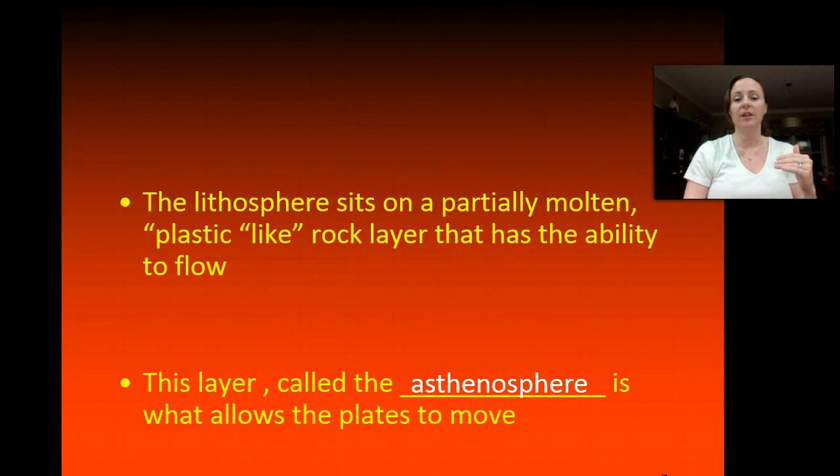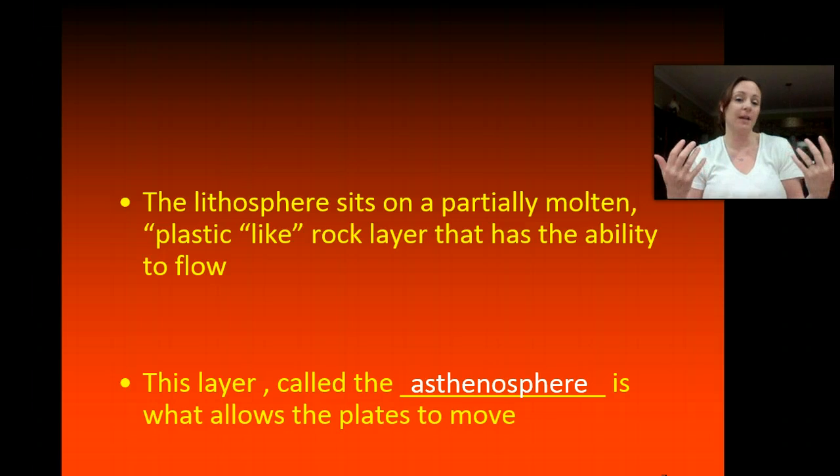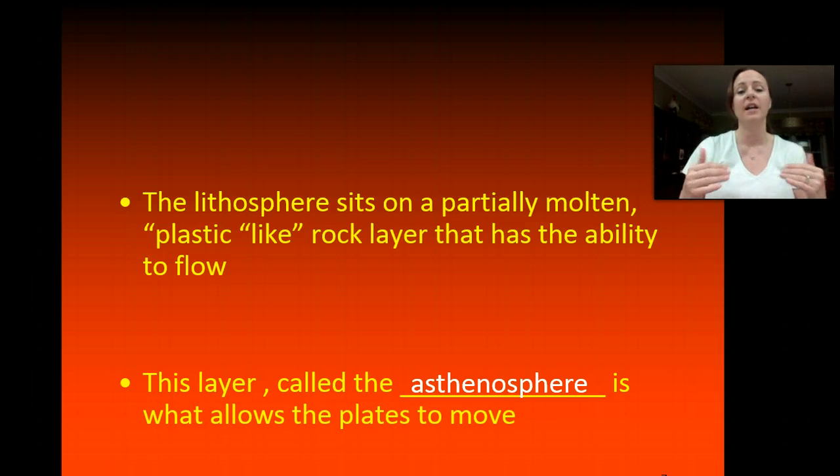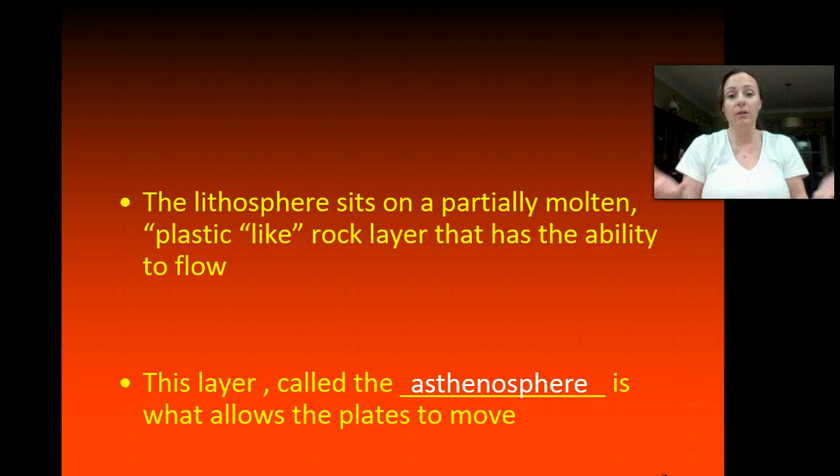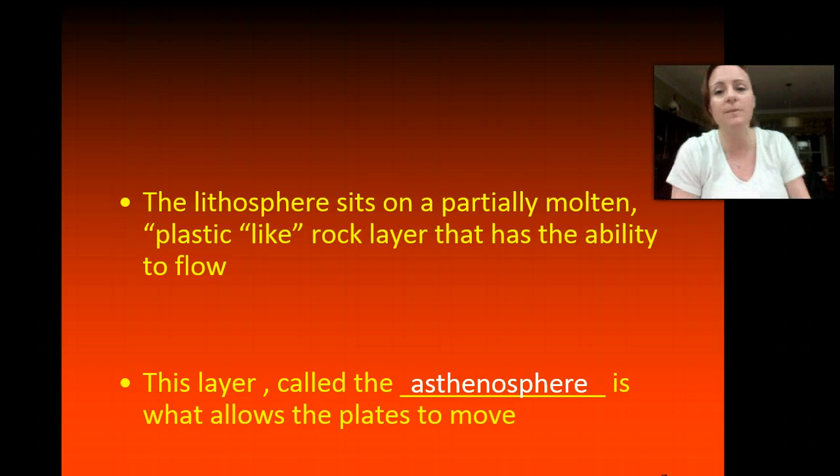The lithosphere, this continental and oceanic crust that I was just describing, sits on top of a layer that's partially molten, or magma, plastic-like rock, and it has the ability to flow like magma. This layer is called the asthenosphere, and it allows the plates in the crust to move. We're going to get into that as we talk more about plate tectonics, but it's important to know that this layer exists just beneath the Earth's crust.